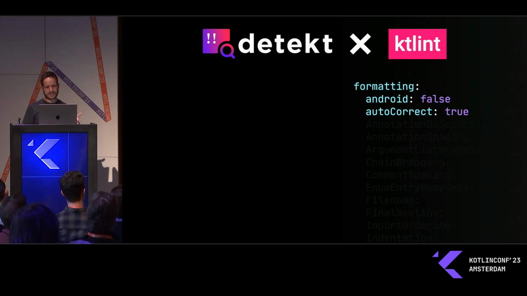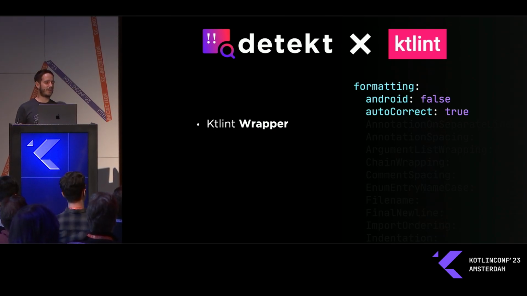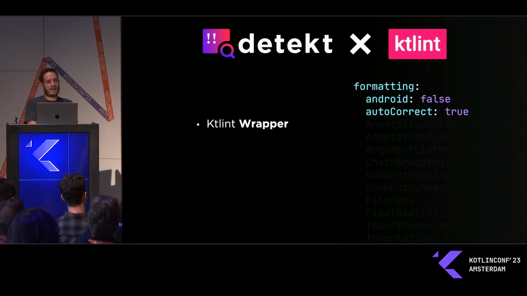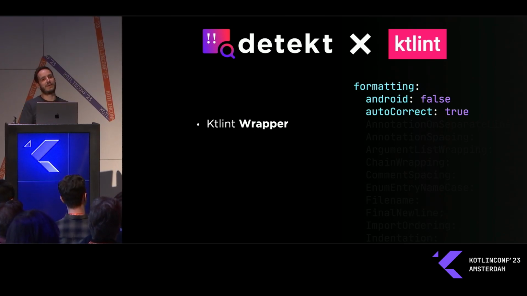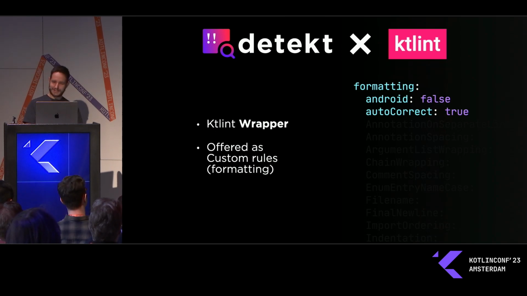And the formatting rule set is effectively the Kotlin wrapper. So we have a collection of rules there that don't have logic per se, but they're deferring all the inspections to Kotlin. This is a convenient way that allows you to just use Detekt and run Kotlin internally, which also means that we have a one-to-one connection between a Detekt version and a Kotlin version. So again, it's a custom rule set. You need to plug it in.